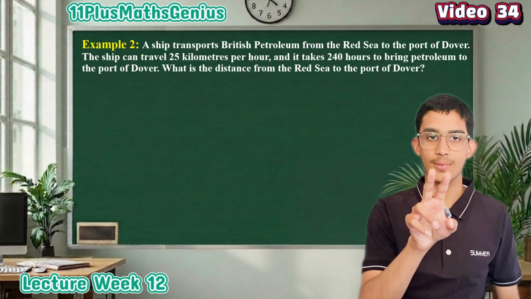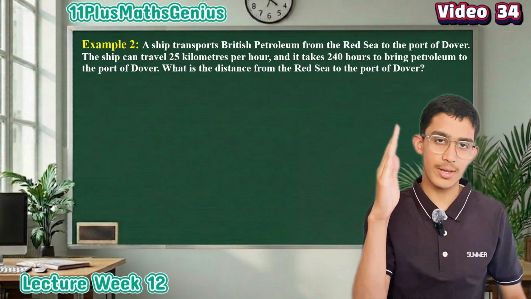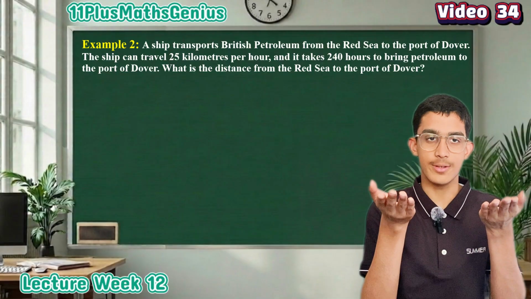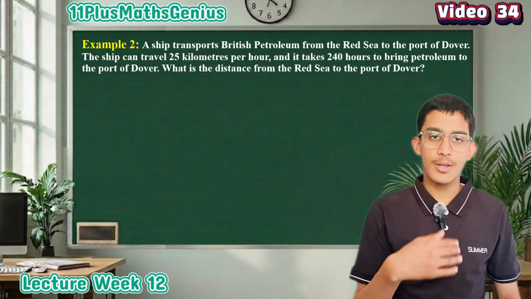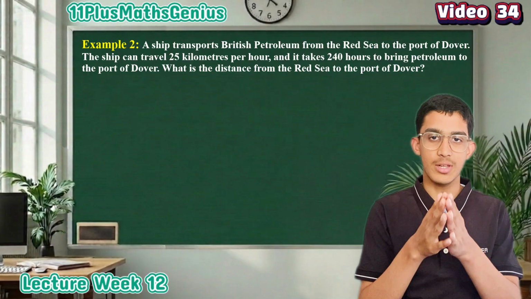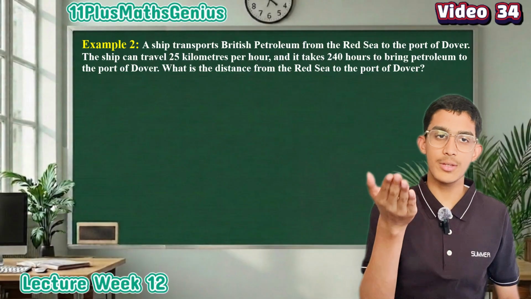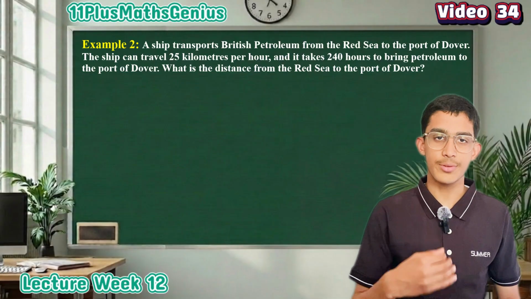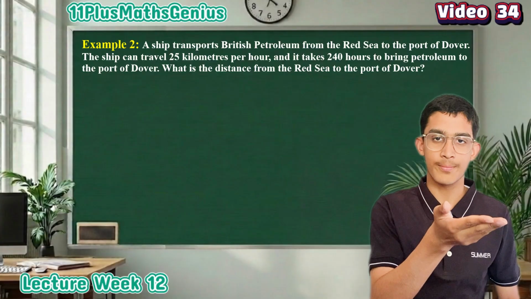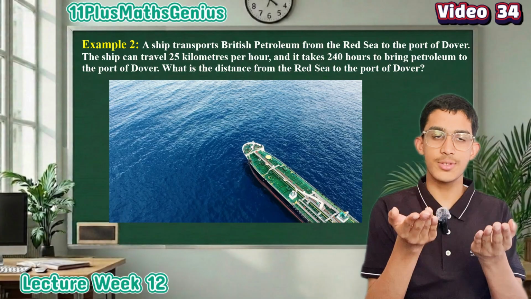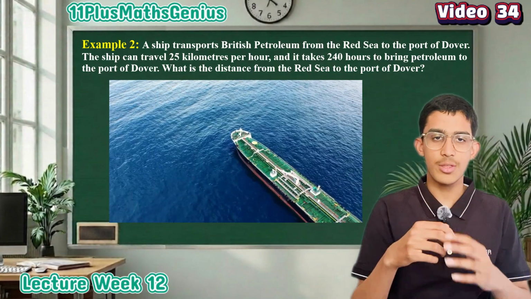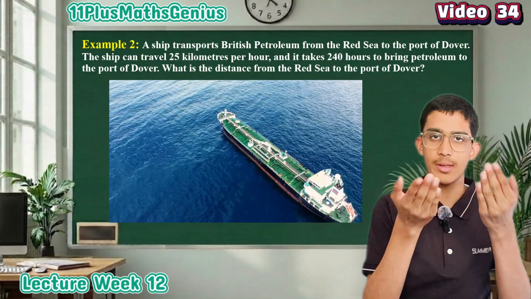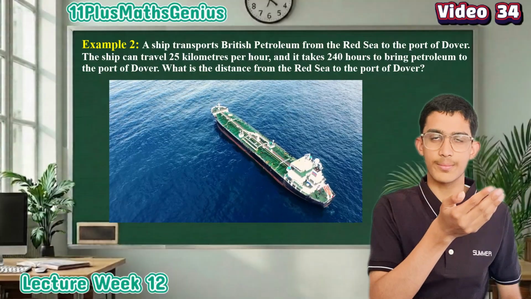Example 2. Sometimes it is not possible to add each hour's distance, so we need multiplication. For example, a ship transports British petroleum from the Red Sea all the way to the port of Dover. The ship can travel 25 kilometers per hour, and it takes 240 hours to bring petroleum to the port of Dover. What is the distance from the Red Sea to the port of Dover?